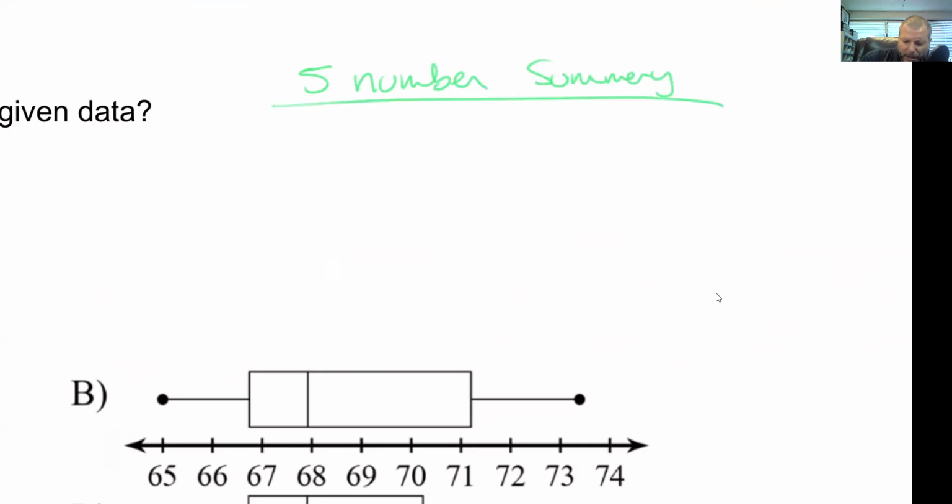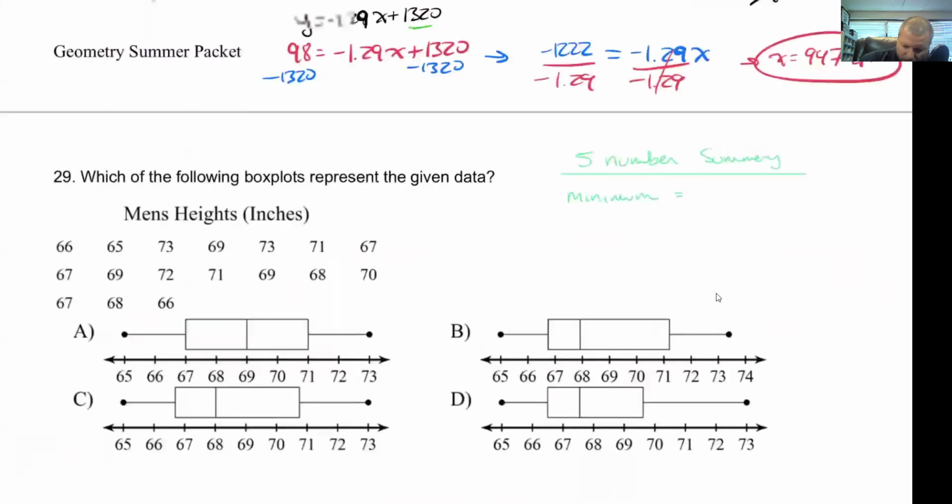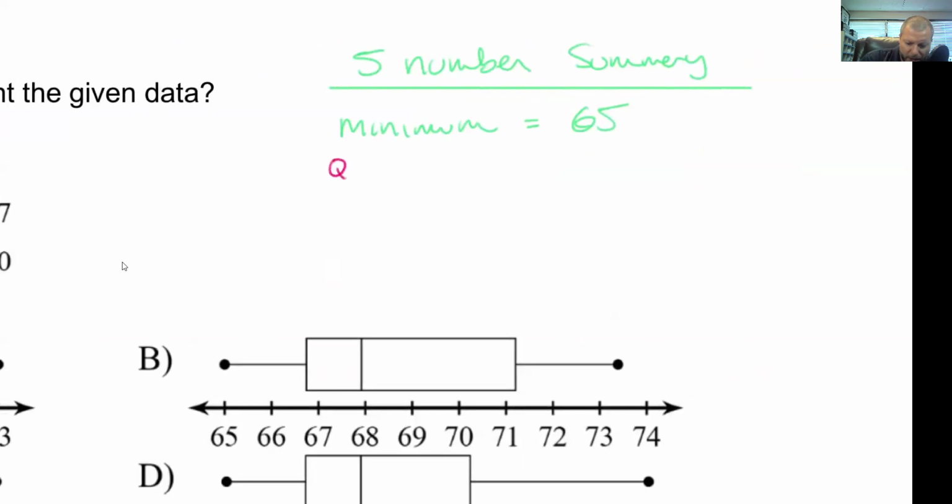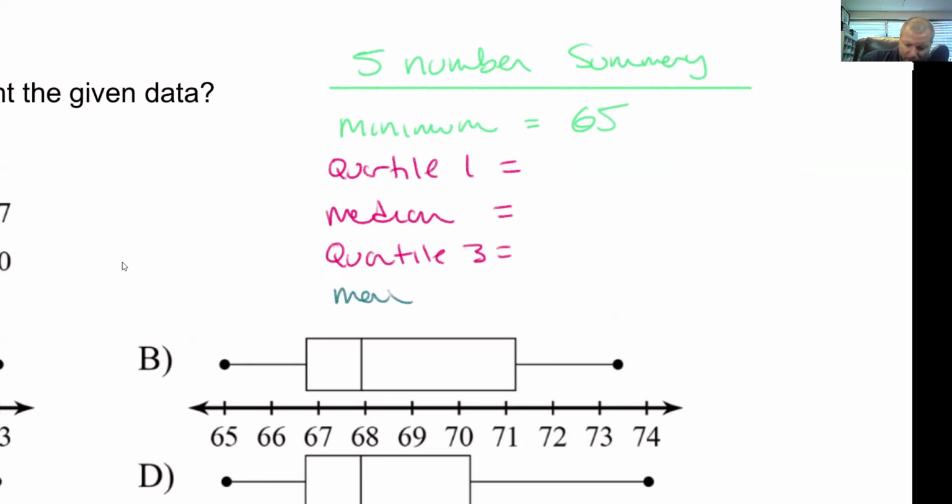The five numbers that we care about are the minimum, the smallest value in the set. In this case, the minimum, let's see, 65, anything smaller than 65? Nope, 65. So 65 is the minimum. The next thing we care about is called quartile 1. It's the 25th percentile. We'll find that in a second. We also care about the median, the 50th percentile. We care about the third quartile, which is the 75th percentile. And then we care about the maximum value.